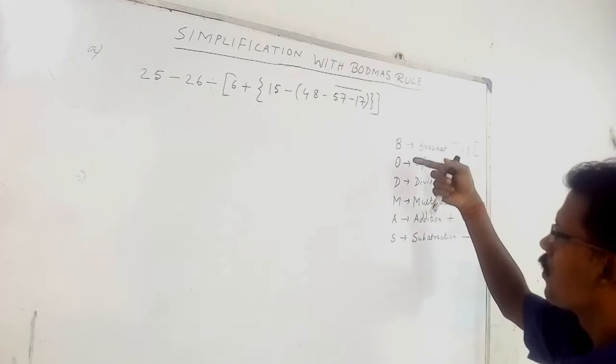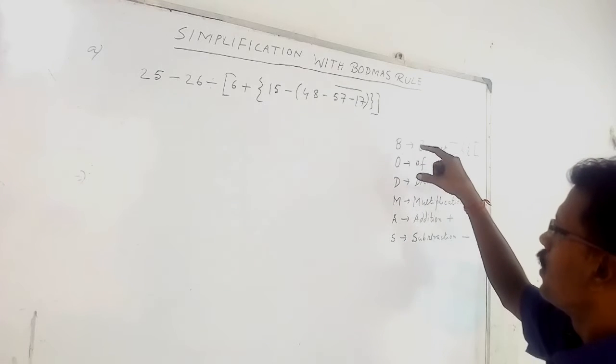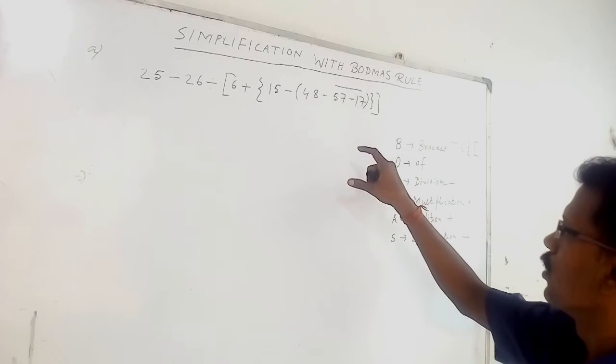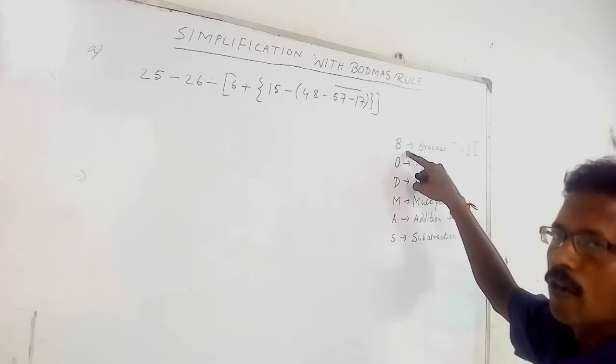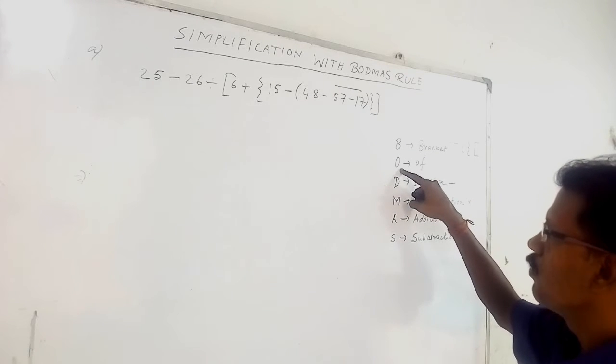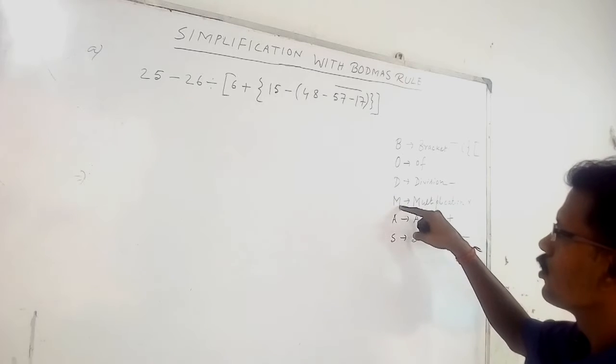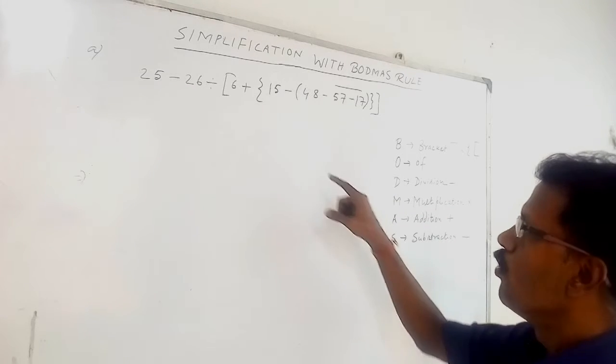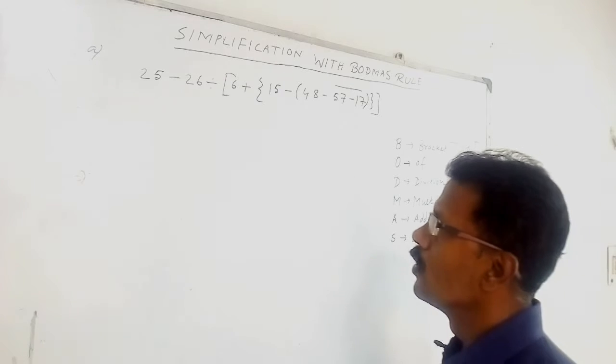This is the rule. It is to be followed when you are performing a sum of simplification. First you have to do the work of bracket, then of, then division, then multiplication, then addition and at last subtraction. Okay, so first we have to do this sum.